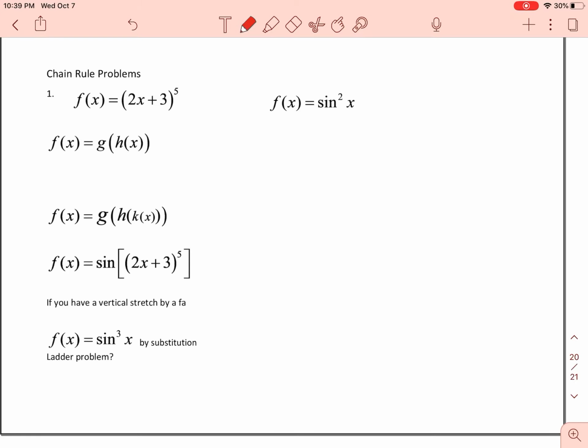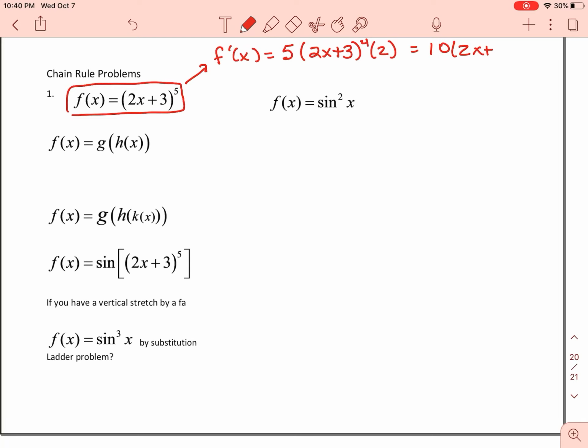And now here's some chain rule problems that we can go through. F of x is (2x plus 3) to the fifth. Well, I guess we're supposed to find the derivative of that, but we weren't given very much room there, were we? So we'll go up here with this one. F prime of x is going to be, outer function is to the fifth power, so it's 5 times (2x plus 3) to the fourth, and then times 2. So my final answer is 10 times (2x plus 3) to the fourth.